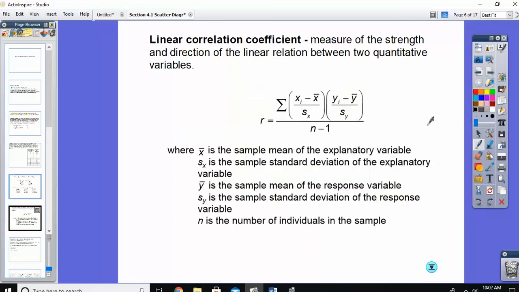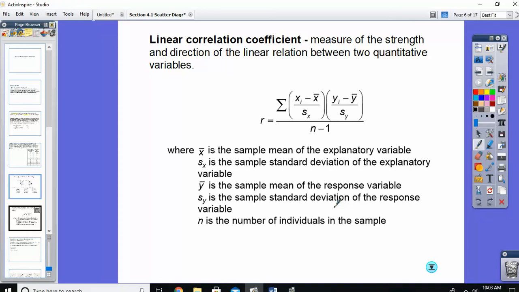And to do that, we have what's called a linear correlation coefficient in this beautiful formula, which we all know we don't have to memorize any formulas. If you look on your formula sheet, the very first thing in chapter 4 is this formula. Okay.